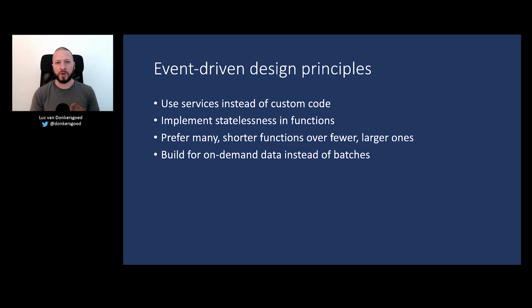The second one is pretty common knowledge, which is to implement statelessness in functions, because a Lambda function might run once, or it might run 1,000 times concurrently, and every one of those executions needs to be able to run in isolation and at any time.